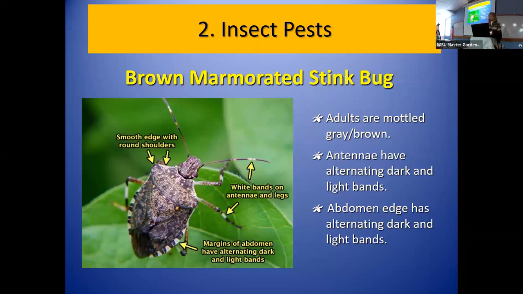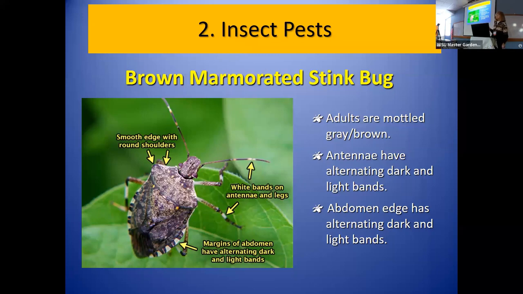And the last insect that we're going to look at is the brown marmorated stink bug. So they get the name marmorated because they have this mottled appearance, kind of brownish gray. And one of the things that you'll notice is that on them, they have these alternating bands on their legs and their antenna. They go light, dark, light, dark. Notice the rim of their abdomen, these alternating bands of light, dark, light, dark.